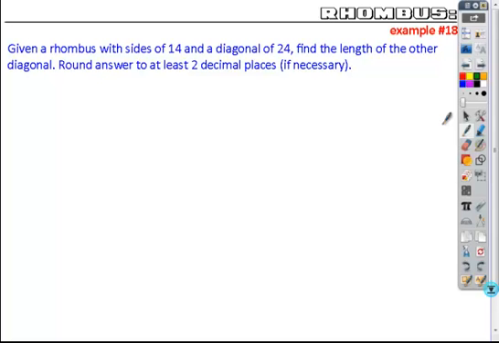All right, so let's take a look at this problem. So you're given a rhombus, so you can just sketch a four-sided figure with all equal sides. They tell you the sides are 14, so this is what we're looking at. And we have a diagonal of 24.